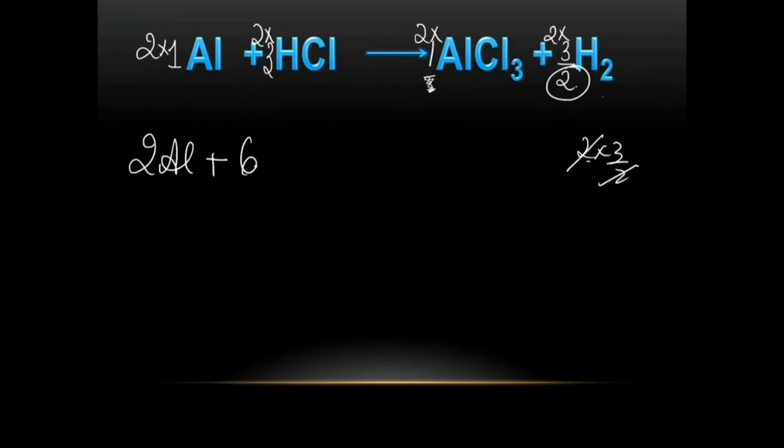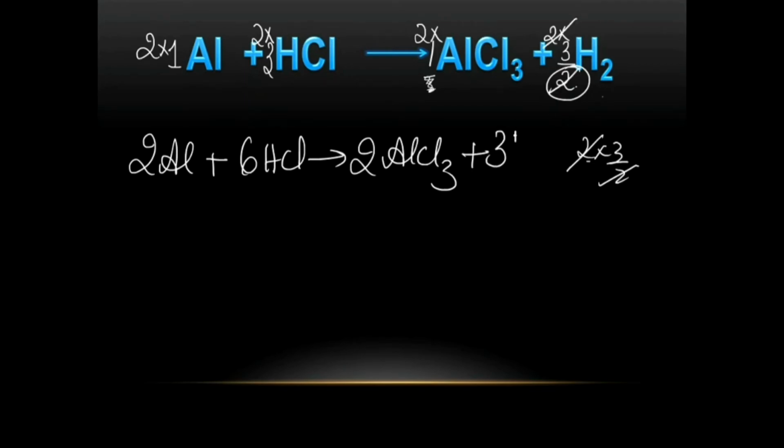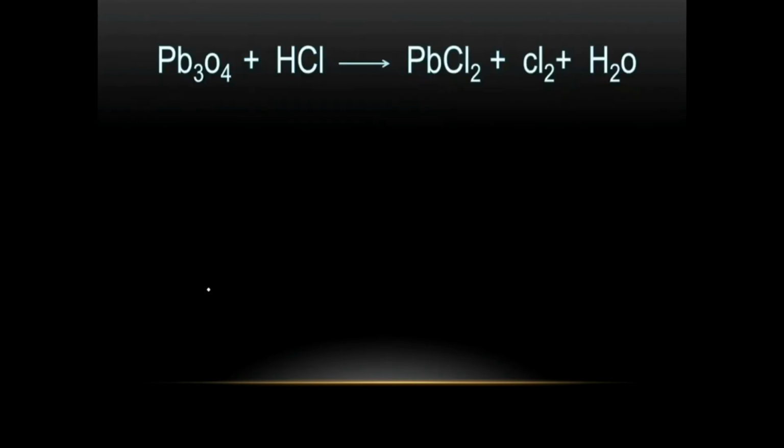2Al plus 6HCl gives 2AlCl3 plus 3H2. 2 and 2 cancel. Check it out, children: 2Al, 2Al; 6 chlorine, 6 chlorine, 3 into 2; 6 hydrogen, yes, 6 hydrogen. Balanced, as simple as that.